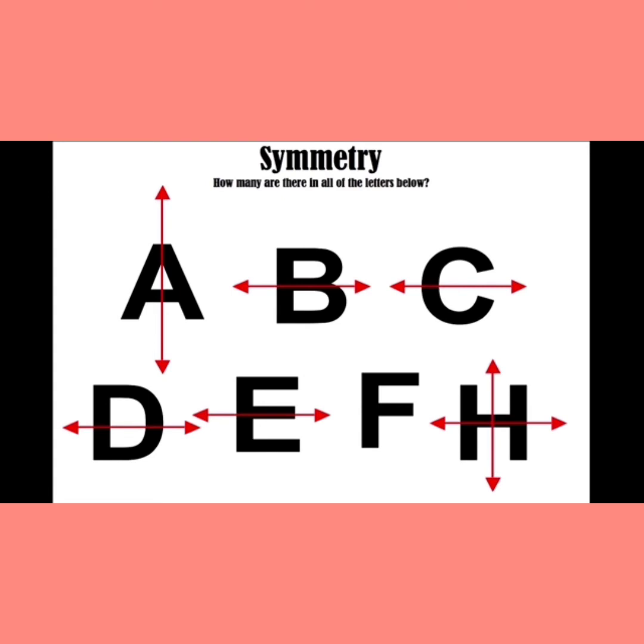So, shapes and letters can all have lines of symmetry, but not every shape and letter has a line of symmetry. Remember, if you can fold it in half and have a match, it's symmetrical.